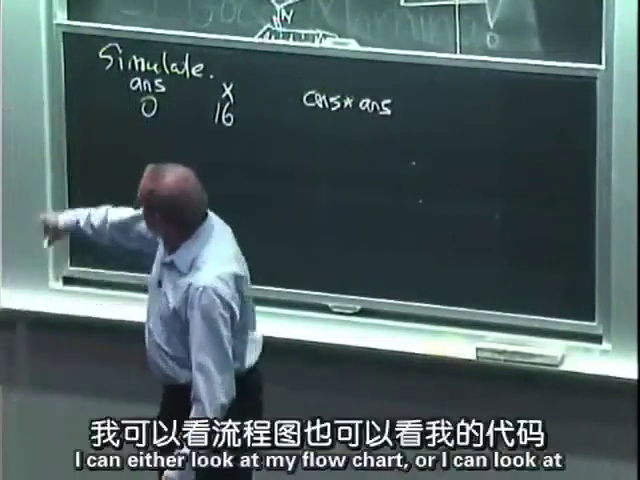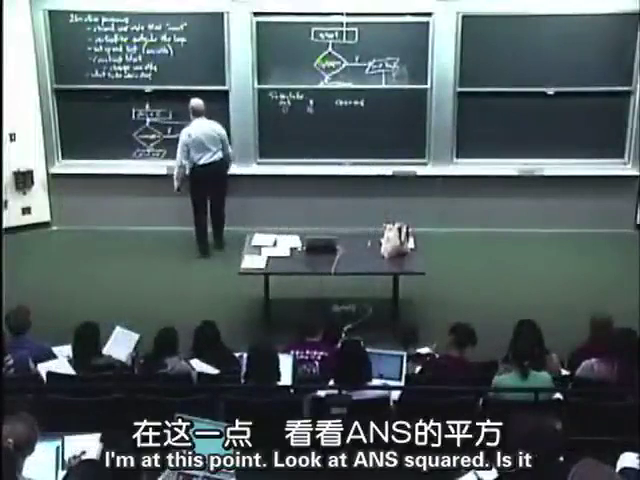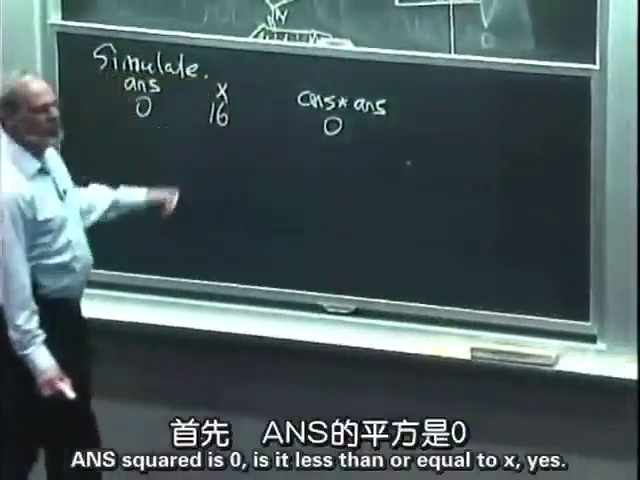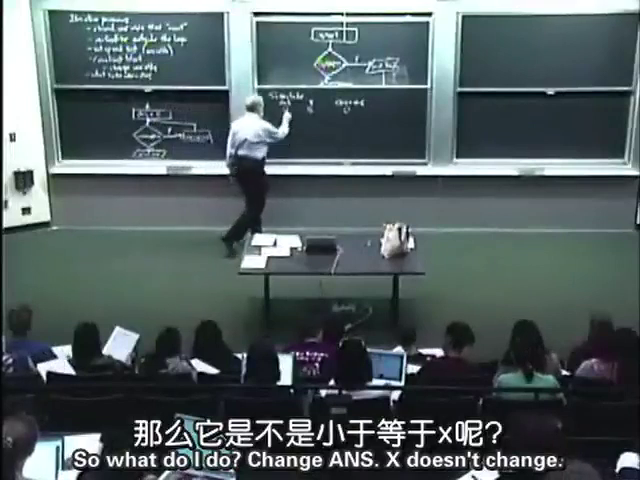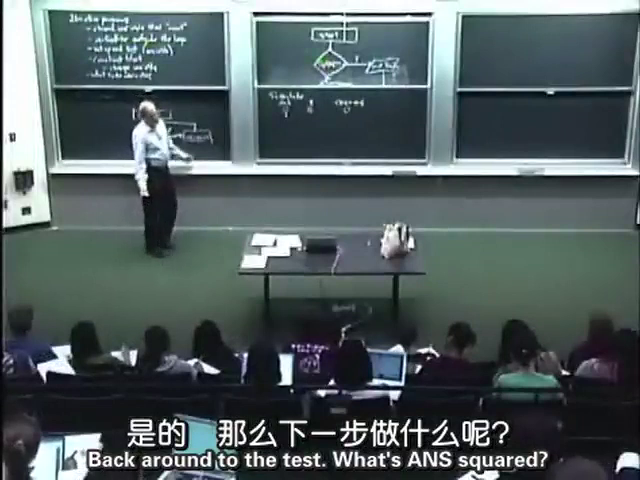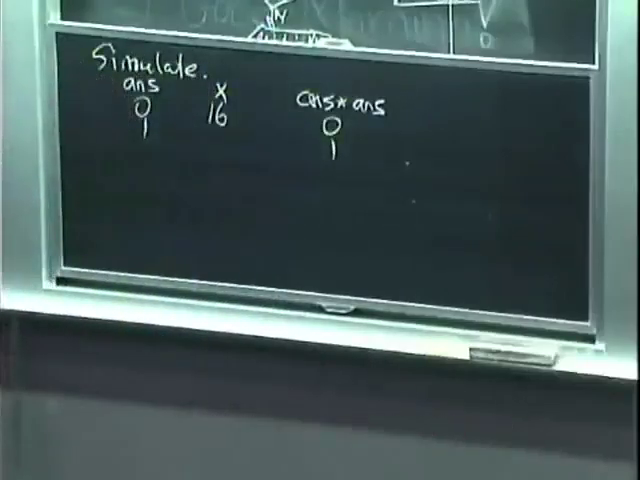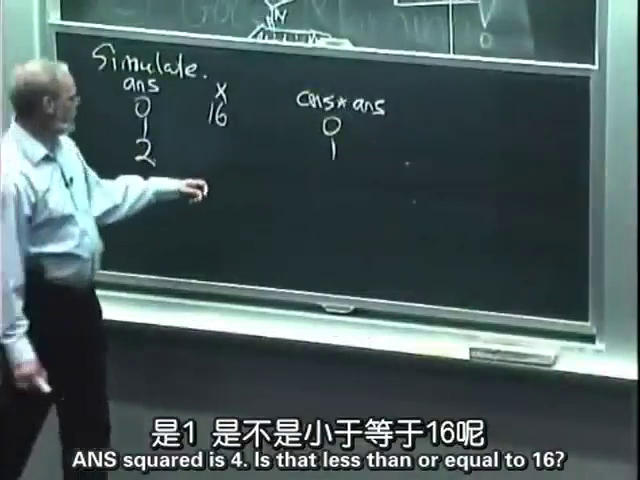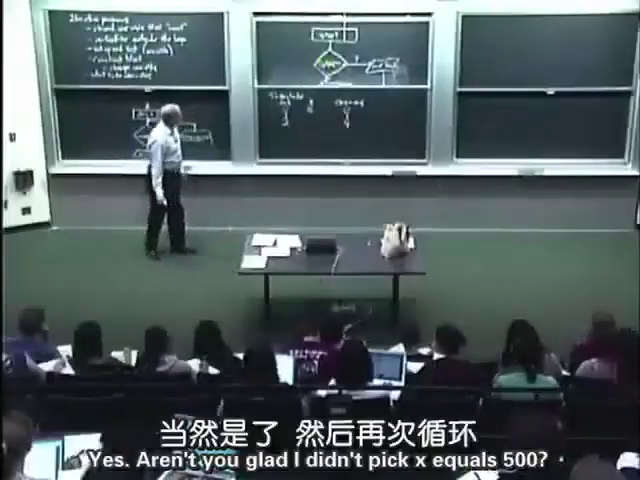So what does the loop say? I can either look at my flow chart or I can look at the code. Look at the flow chart. It says I'm at this point. Look at answer squared. Is it less than or equal to, first of all, answer squared is 0. Is it less than or equal to x? Yes. So what do I do? Change answer. X doesn't change. Back around to the test. What's answer squared? It's 1. Is it less than or equal to 16? Sure. Run the loop again. Answer becomes 2. X stays 16. Answer squared is 4. Is that less than or equal to 16?